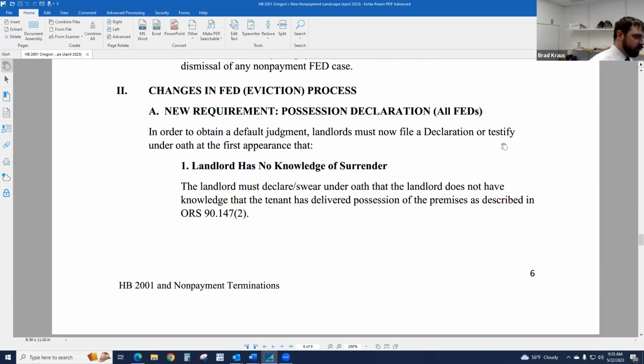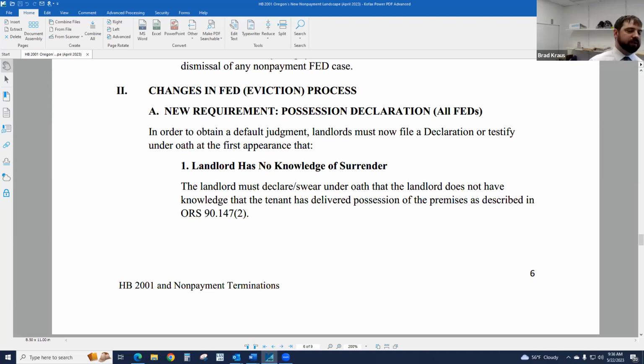All right, so that was non-payment notices. Any questions about that? Because what we're going to do now is switch gears with respect to the eviction process, and talk a little bit about what's happening there. All right. No questions. Let's continue on. So there are some new requirements, some new funky oddities that are going on with respect to evictions due to HB 2001. So we'll talk about them here.